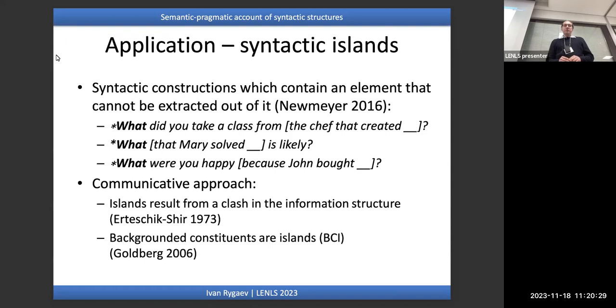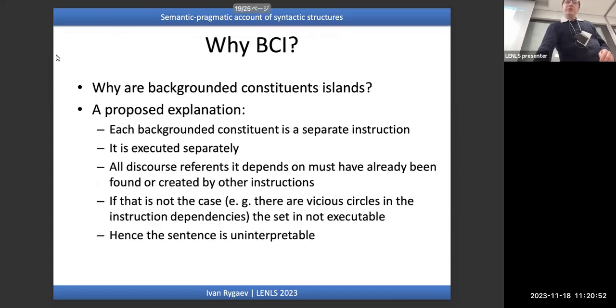There are communicative approaches to islands, pioneered by Rygaev in 1923, which say that islands result from a flaw in information structure. And Goldberg generalized that to a simple proof that the grounded constituents are islands. So then the question is, why are the grounded constituents islands?